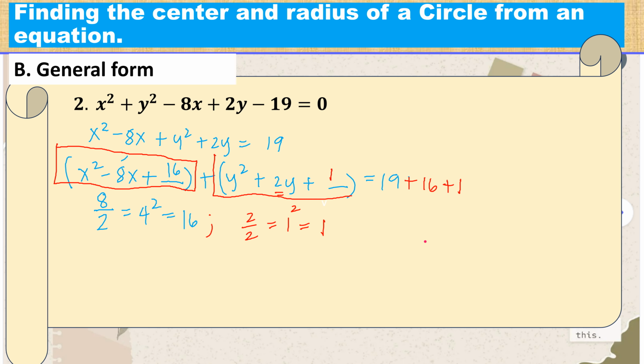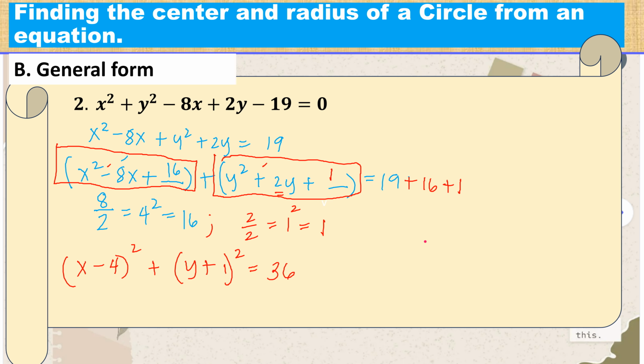And then on the other hand, this is also a perfect square trinomial. Thus, its binomial expression will be the square root of x squared, which is x, minus the square root of 16, which is 4. And that's it. And then a plus. The square root of y squared is y. And this is a plus. Then it will be followed. The square root of 1 is 1. And then that will be already the binomial expression. And then 19 plus 16 is 35, plus 1, it's 36.